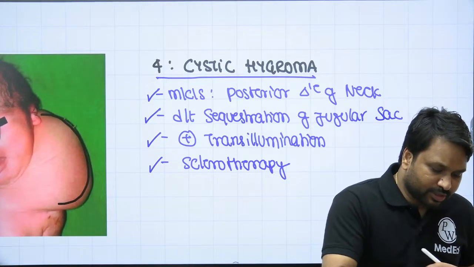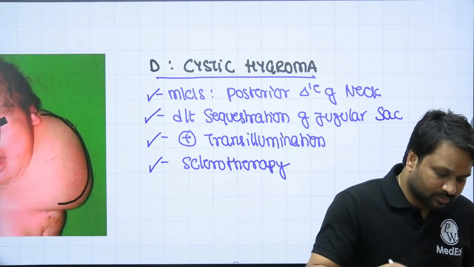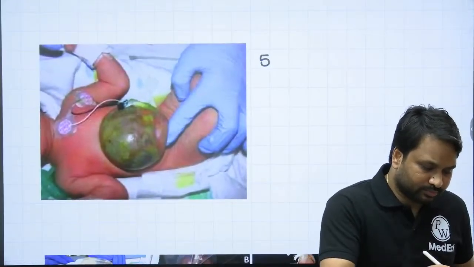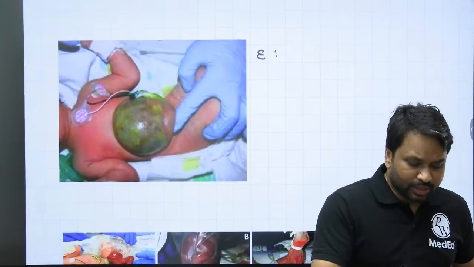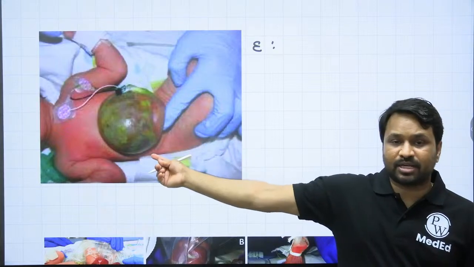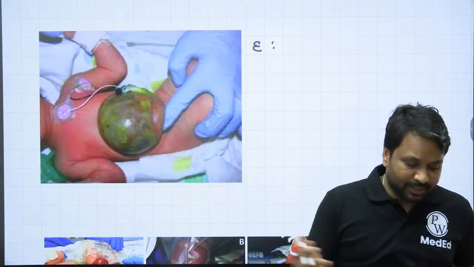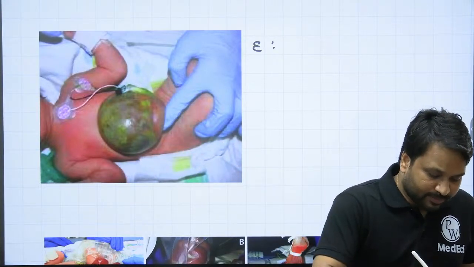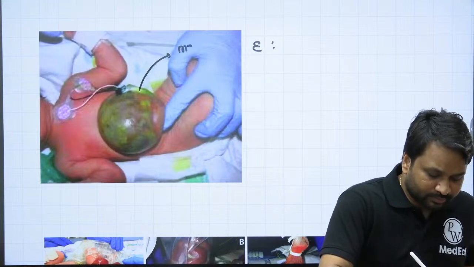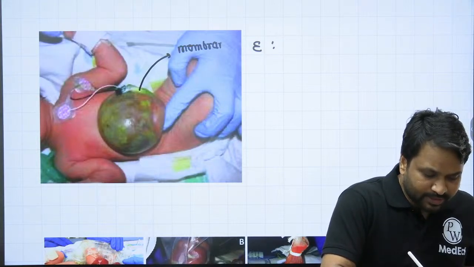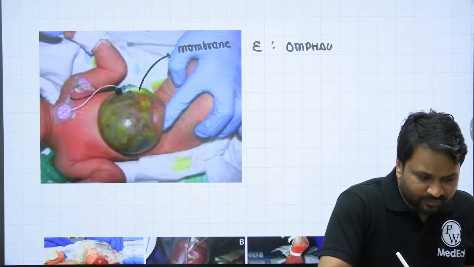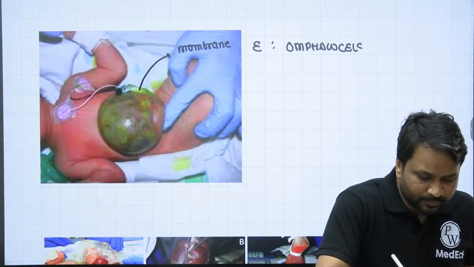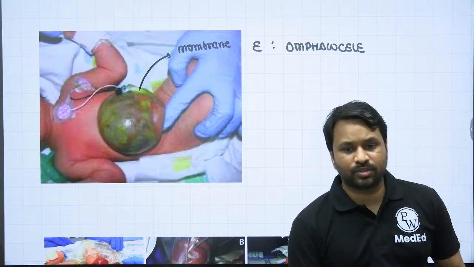Alphabet, sorry. This is image number D, number E. Okay, what is image number E? There's a newborn baby. There is something coming out of the abdomen, but there's a membrane present on top. Now, if there is presence of membrane, then the answer here is going to be omphalocele.